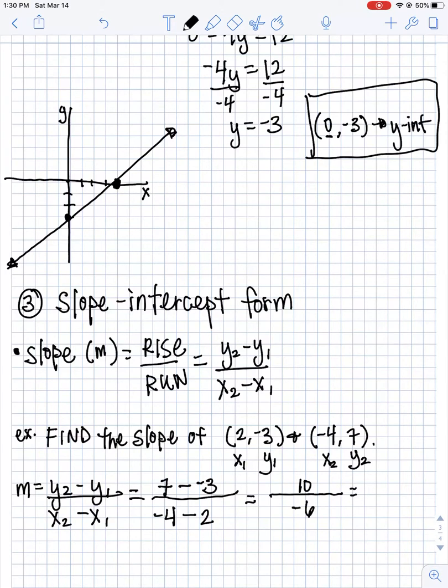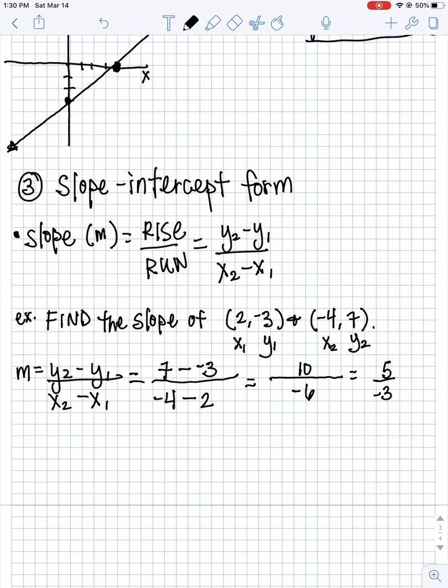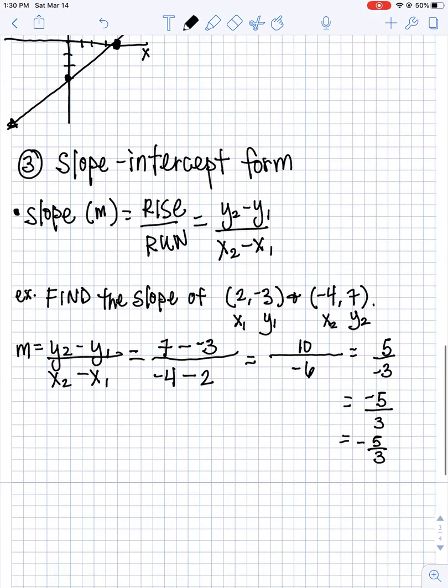And I need you to reduce your fraction. So if you reduce your fraction, you get 5 over -3. And I think I've told you this before. I don't care if you put that negative in the denominator, or if you put the negative in the numerator, or if you put the negative in front of the fraction, as long as it's only one negative, okay?